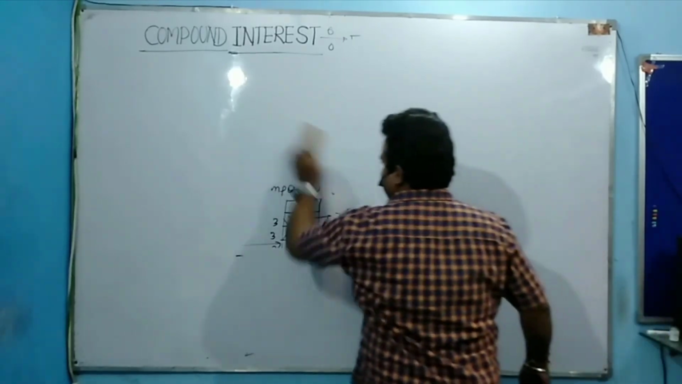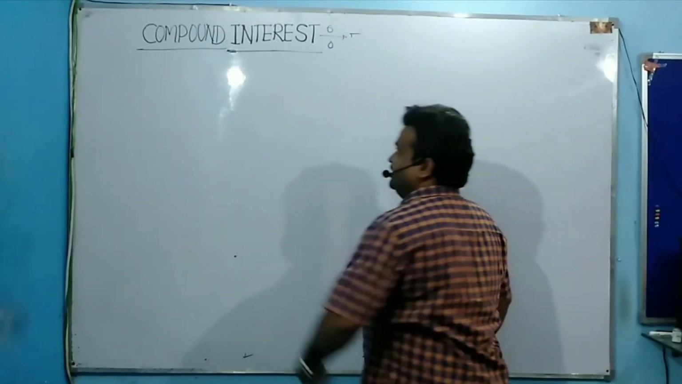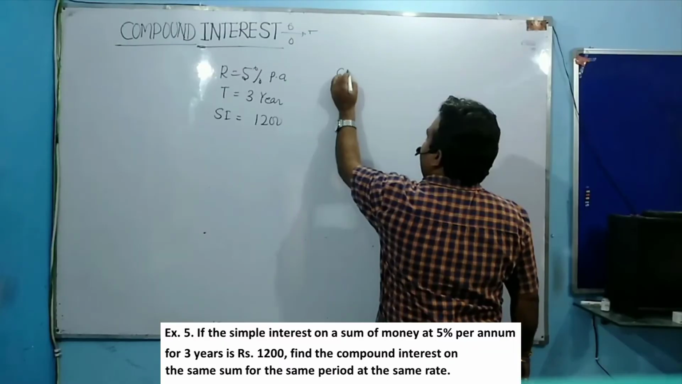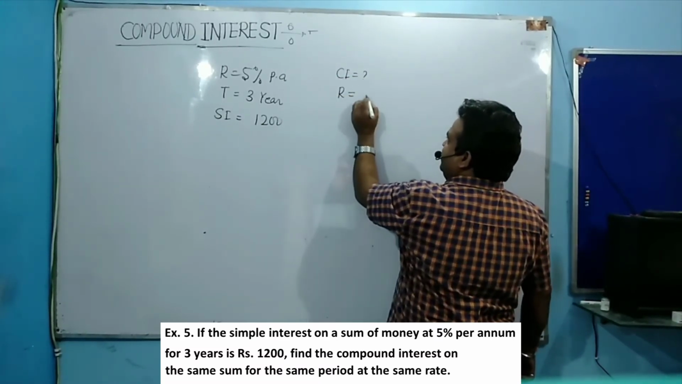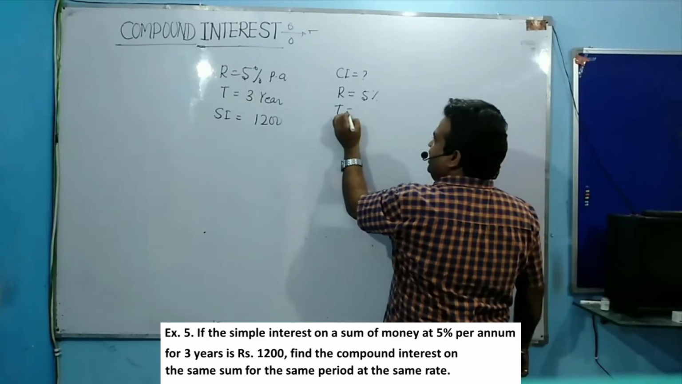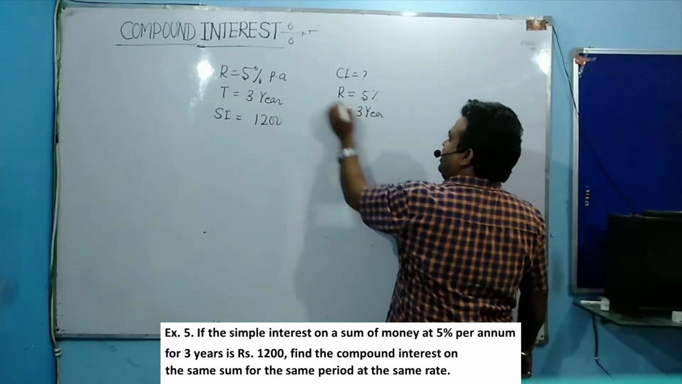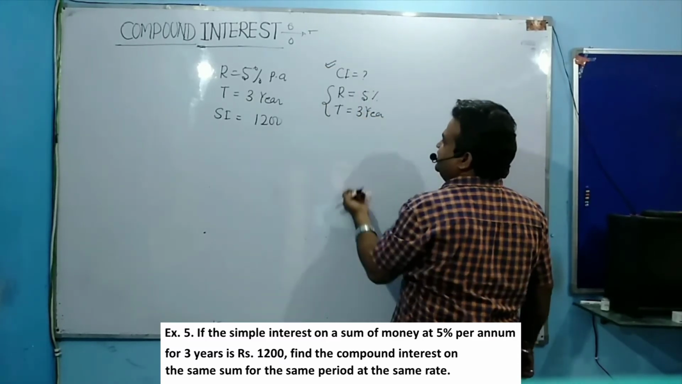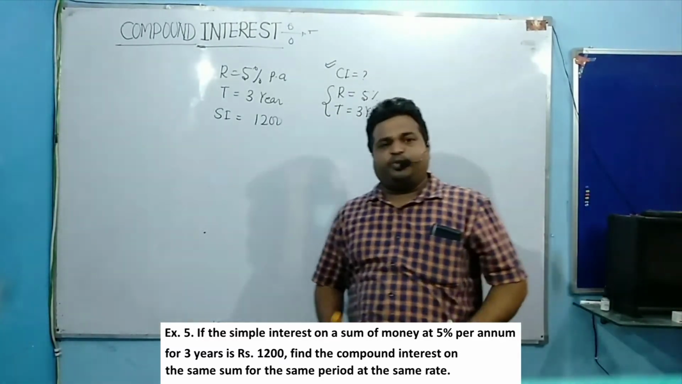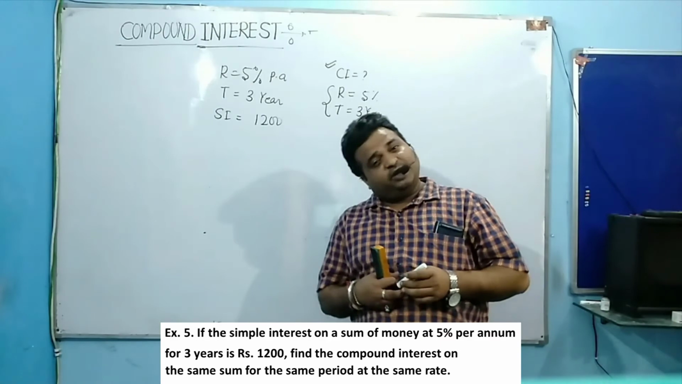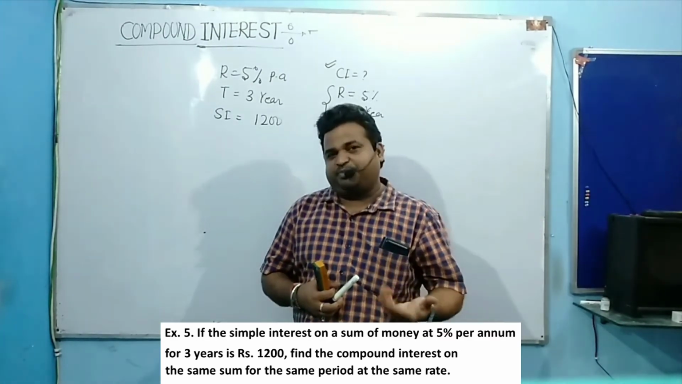So how will you proceed? First I am writing all the given data. The compound interest value is asked, the rate is the same for this, and the time value is also the same for this. This is given to you. To calculate compound interest you need to calculate the accumulated amount. So you will have to calculate the accumulated amount. To calculate the accumulated amount, you require the principal amount.